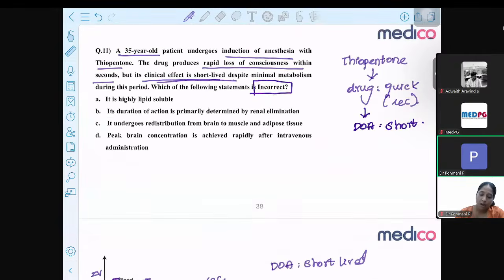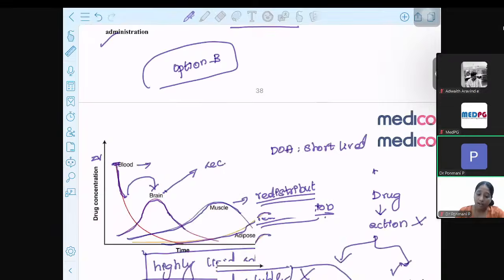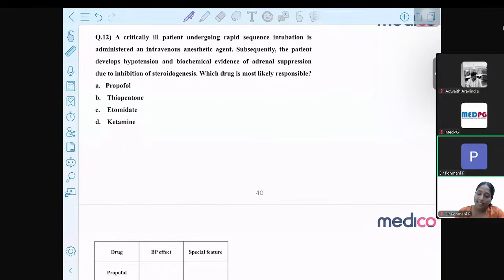Now we will look at the options. It is a highly lipid soluble drug? Yes. Its duration of action is determined by renal elimination? No, just now we saw it is because of redistribution. It undergoes redistribution from brain to muscle and adipose tissue? Yes. And the peak brain concentration is achieved rapidly? Very true. So which is incorrect here? It is option B. So the right option is option B here. Okay. So now we'll move to the next question, which is question number 12.